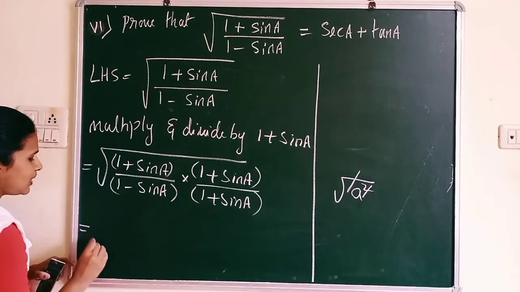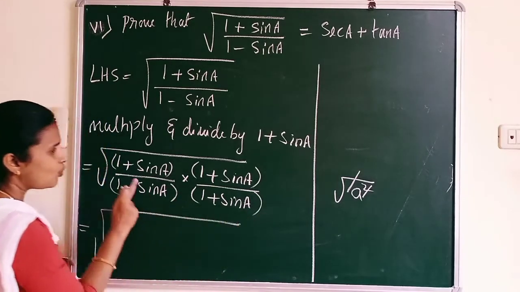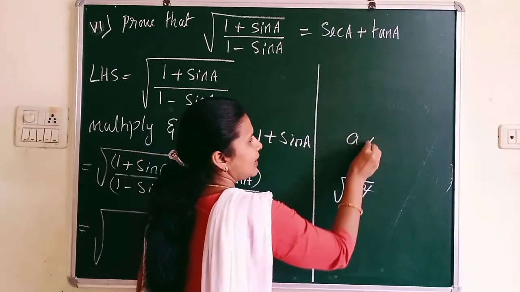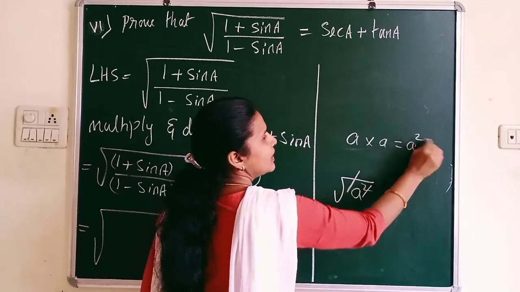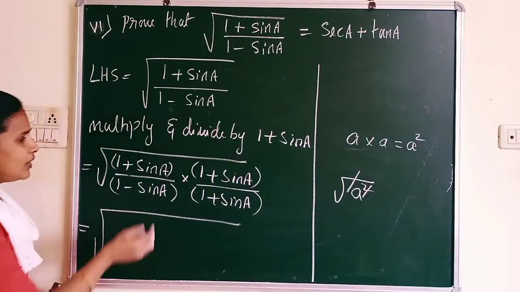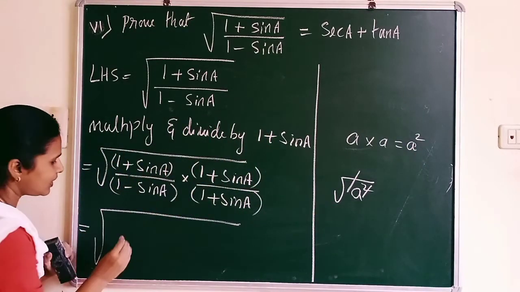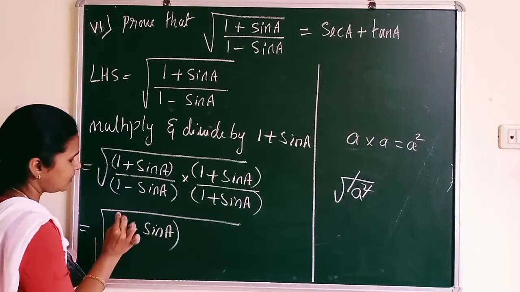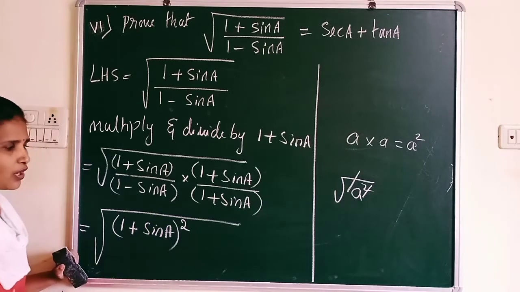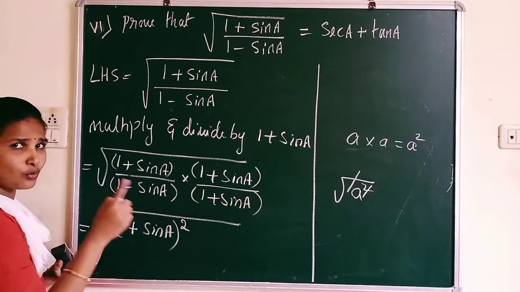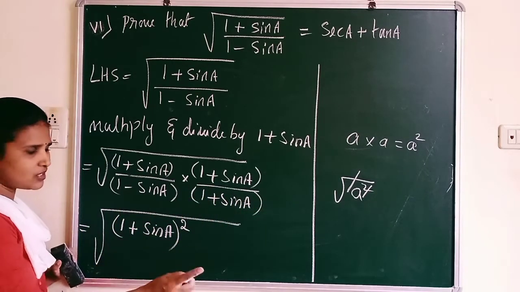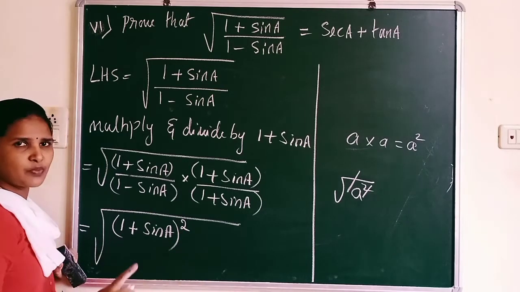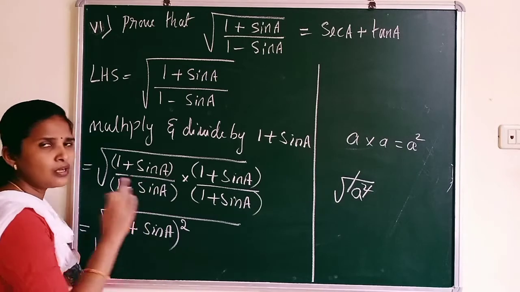Observe carefully. In the numerator you have 1 plus sin A into 1 plus sin A. When the same term is repeated twice, like A into A, what will you write? A square. In the same way, you can write this as 1 plus sin A whole square. So I now got a square. As I said, to remove the root you need a square. Again, don't use a plus b whole square in the denominator, because our intention is to remove the root.